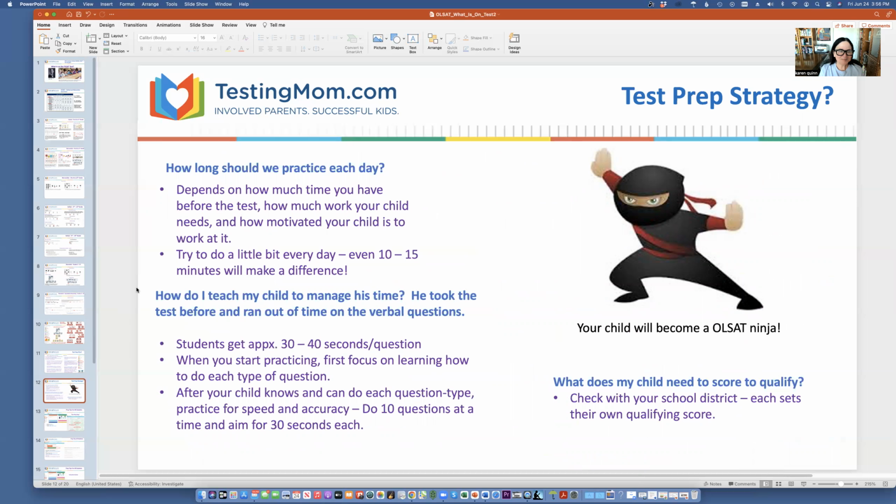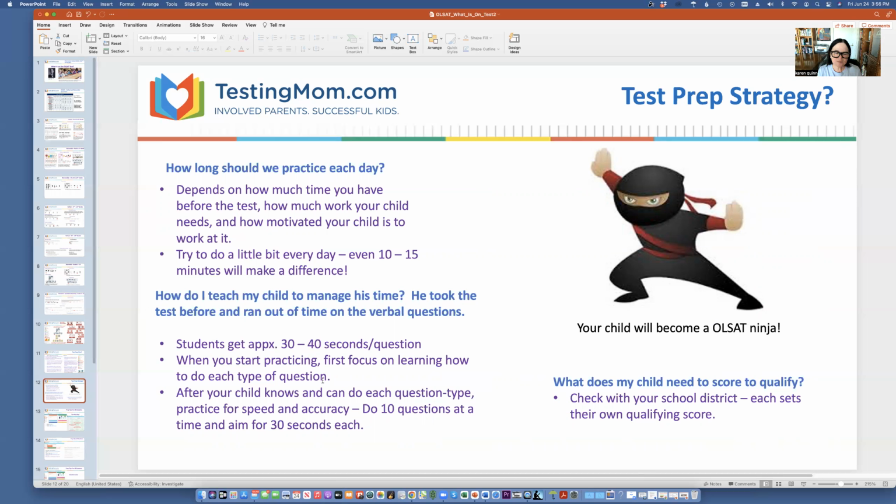Okay. Another question we get is, how long should we practice every day? And this, again, depends on how much time you have before the test. If it's the weekend before the test and you're just trying to make sure your child is familiar with all the questions, you're going to do a lot more in a day than if you're 6 months out. Then, if you're 6 months out, do 15, 20 minutes a day, a little bit every day. It'll make a big difference. You'll get your practice in.